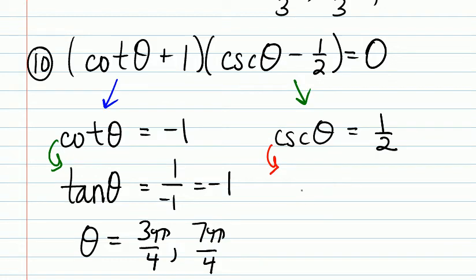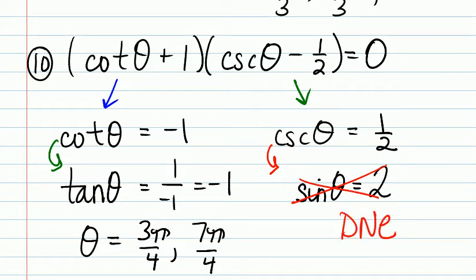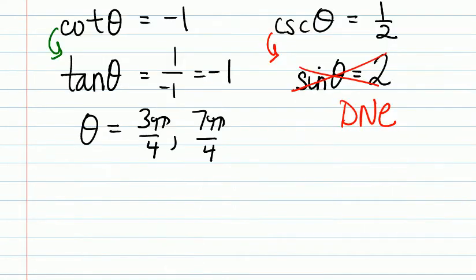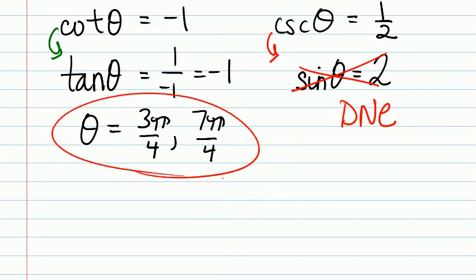Now the cosecant is the reciprocal of sine. So we change this into the sine of theta equals the reciprocal of half, which is 2. The sine of theta cannot equal 2, so that answer does not exist. So we're left with only two answers, 3π/4 and 7π/4.